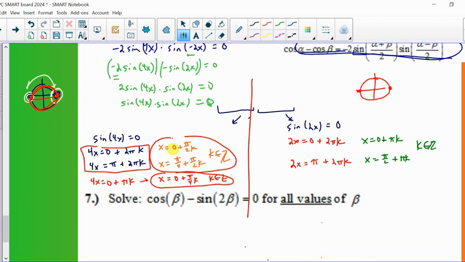Now, there again, I could have condensed those into one, right? So I could have said these two could have combined to say 2x is just equal to 0 plus pi k, so divide out the 2.